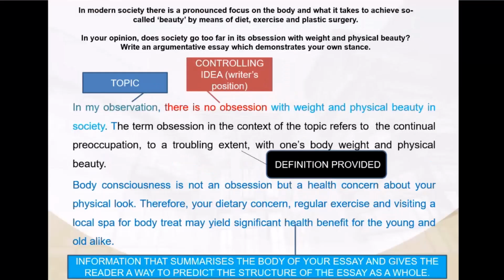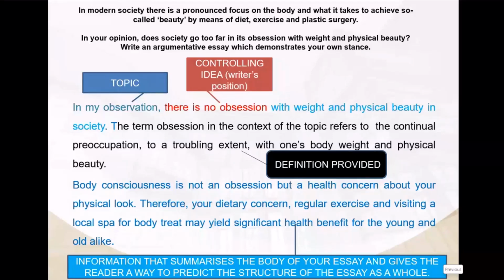In my observation, basically, the student has made an observation. And having made an observation on what? On the topic, weight and physical beauty in society. So that is the topic. So basically, the first sentence has the topic and the student's stance or position on the topic.